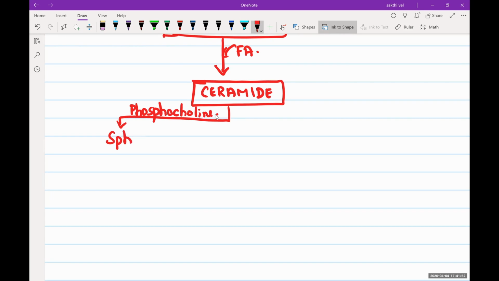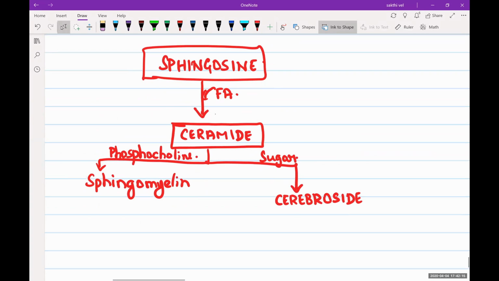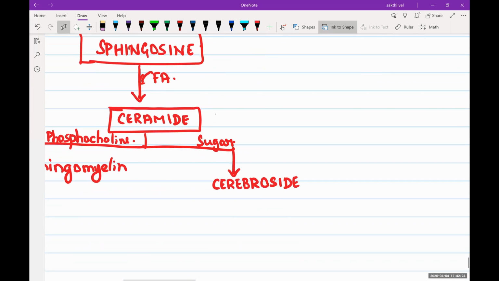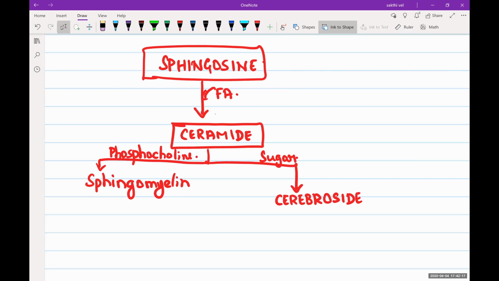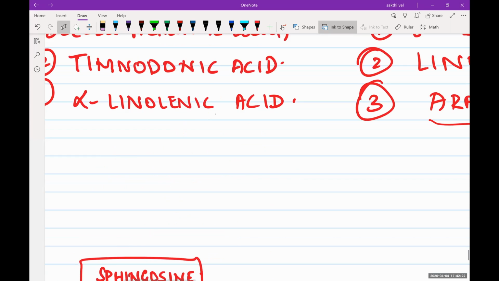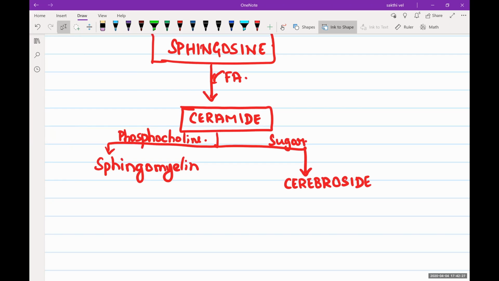Then the sphingolipid is called sphingomyelin. If there is an attachment of sugar, then it is called cerebroside. Are you getting it or not? You have sphingolipids and we are enhancing the structure of sphingolipids. So sphingosine plus free fatty acid plus additional substances. I told you when I was doing sphingolipids. Yes or no?